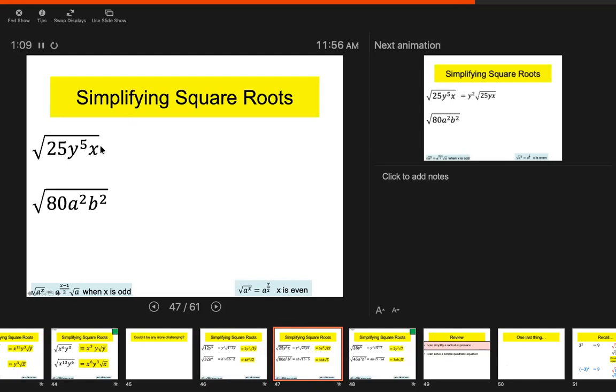We said we can't do anything if the power is 1. So the square root of x is the square root of x. So y squared on the outside, y on the inside. Why? Because y to the 5th was odd, remember? Oh, look, square root of 25. That's easy. Square root of 25 is 5, so 5 goes on the outside.